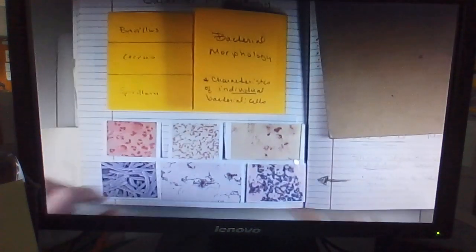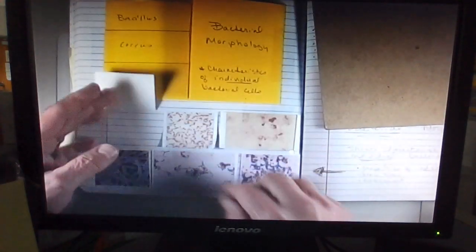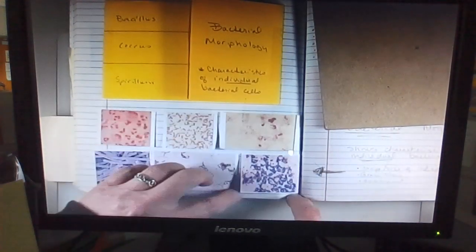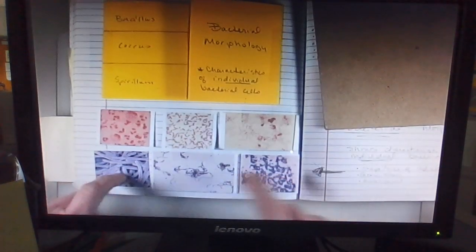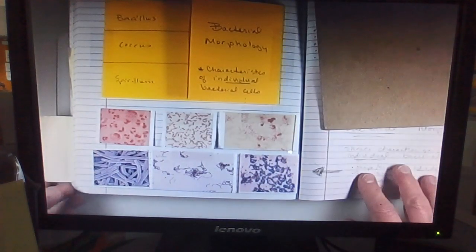So underneath we have the 6 pictures. Cut them out, and then underneath each picture use your bacterial morphology to describe them. Talk about the shape and arrangement of each type.